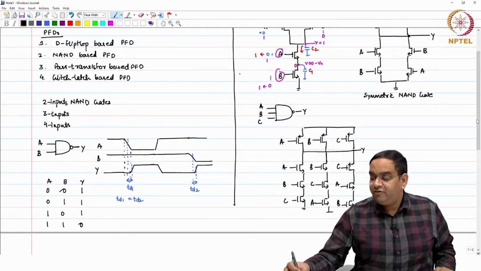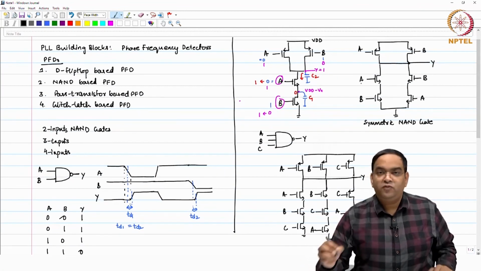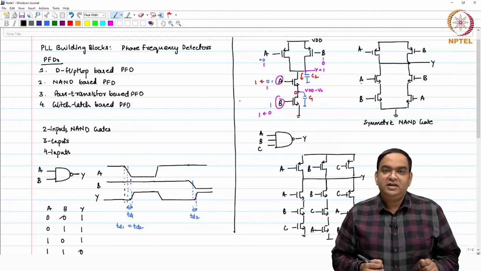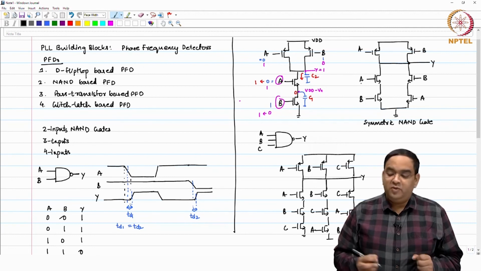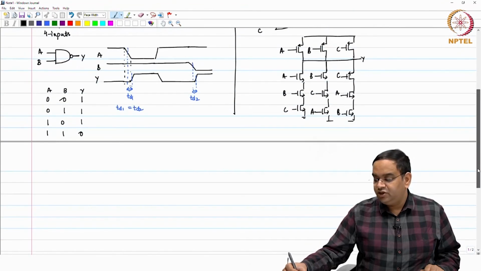But ideally, if you ask me the question, then ideally if I do not want any variation with respect to the change at the input to the change in the output, if I do not want any change in the delays, the transition delays, then I should use all possible combinations like this. Okay. So, this completes our discussion on the NAND based PFDs. Thank you.